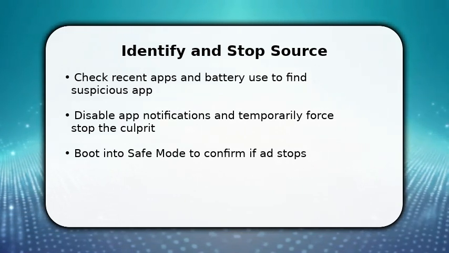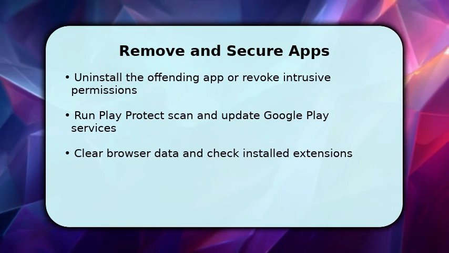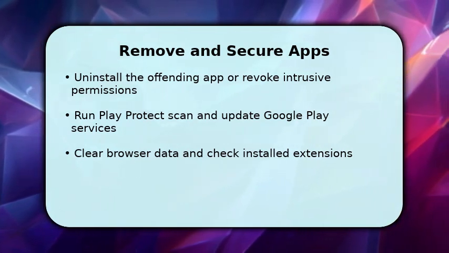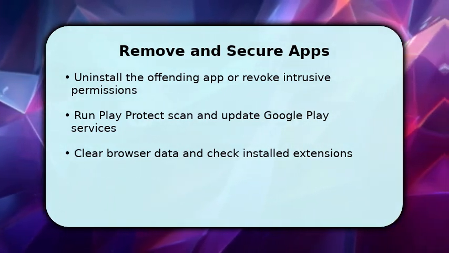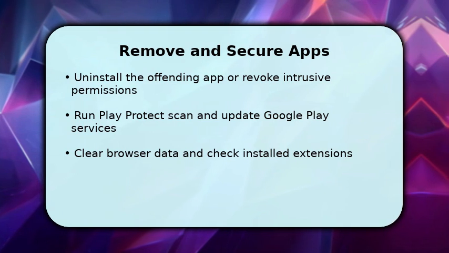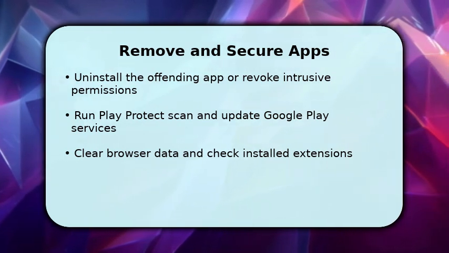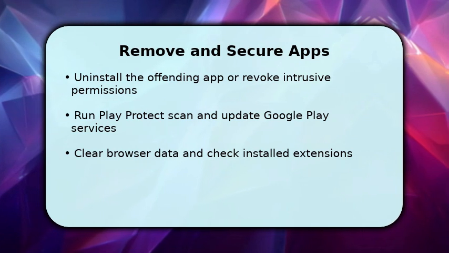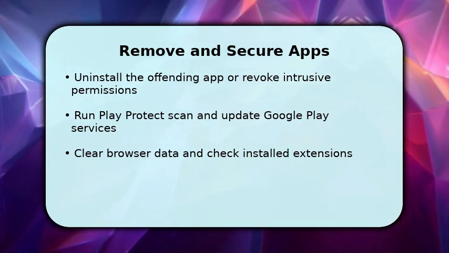Now you remove or fix the app and harden the device. Uninstall the offending app. If it's system level, disable it or revoke dangerous permissions like display over other apps. Then open Google Play, run Play Protect Scan, and update Play services and the Play Store so security rules apply.